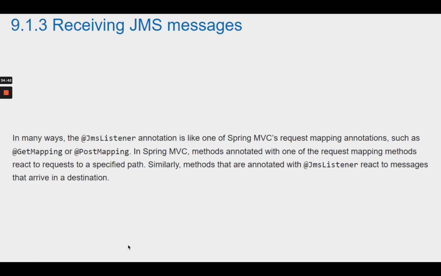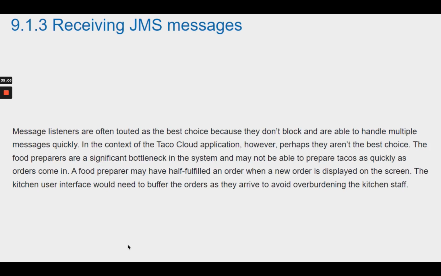In many ways, the JmsListener annotation is like one of Spring MVC's request mapping annotations, such as @GetMapping or @PostMapping. In Spring MVC, methods annotated with one of the request mapping annotations react to requests to a specified path. Similarly, methods that are annotated with @JmsListener react to messages that arrive in a destination.